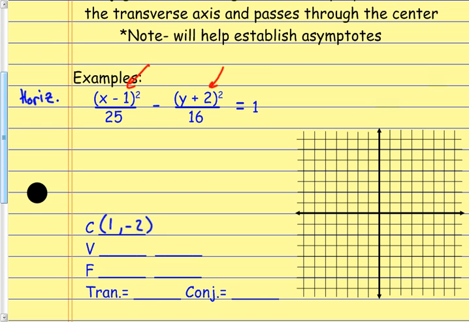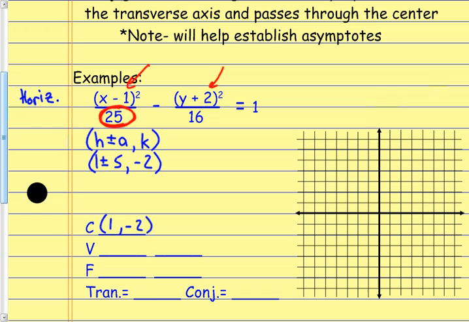And now I go to the vertices, and if I look on this thing, my vertices, it says right there on my formula sheet, this is going to be (h ± a, k). And I know what h is. H is the 1 plus or minus a. Well, right here, this is a squared according to my formula sheet. So if 25 is a squared, it means my a value is 5. And I just take the square root to get that. My k value, I already know, that's a -2. This comes right from my center.